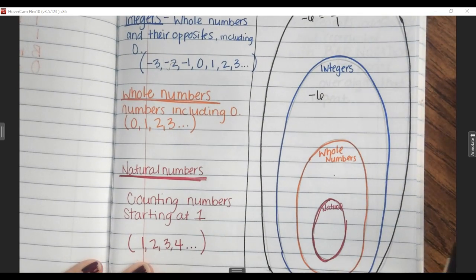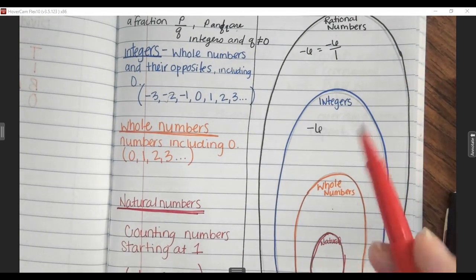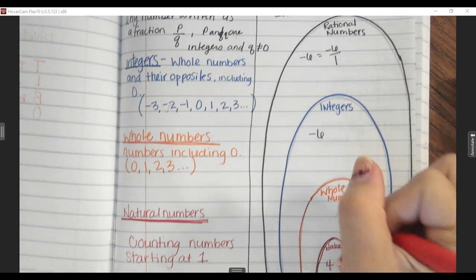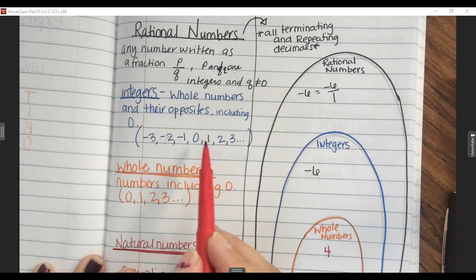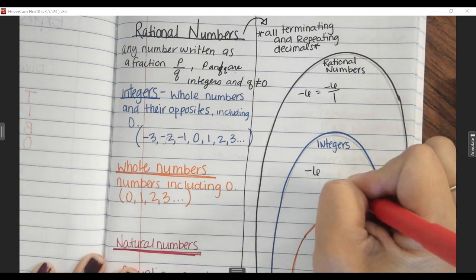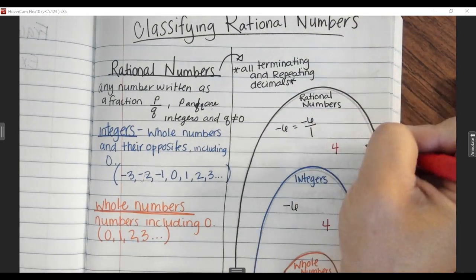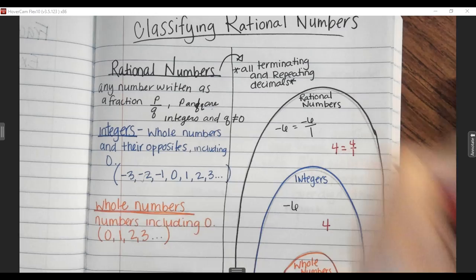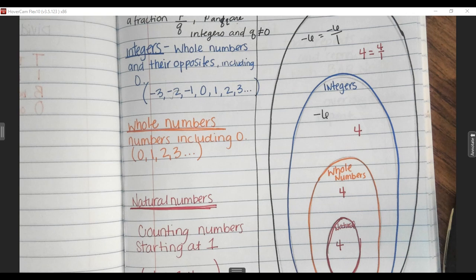If I looked at the number 4, where could I put 4 in this Venn diagram? Well, 4 is a natural number, so 4 can go here. 4 is also a whole number, so I can put 4 here. 4 is also considered an integer because it includes whole numbers. And 4 can be a rational number because I can write 4 as a fraction. For example, 4 is the same as 4 over 1. Okay, so this is what we're going to be doing today. All right.